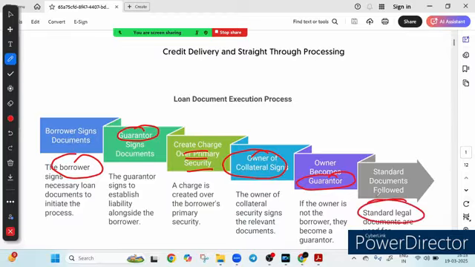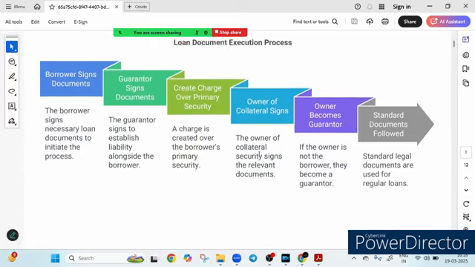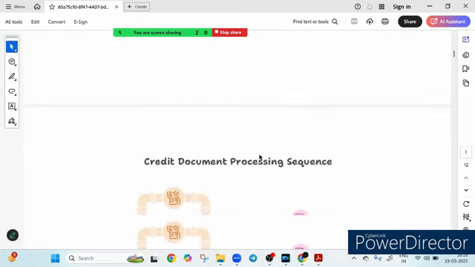Standard legal documentation is the usual set of papers which is used for most loans. So each step ensures that the loan is legally sound, secure, and ready to be disbursed. So that is the meaning of the loan document execution process. Now let's move to the next slide.